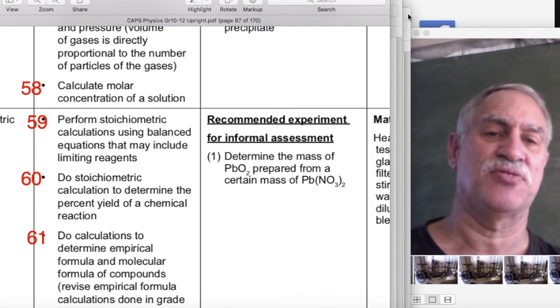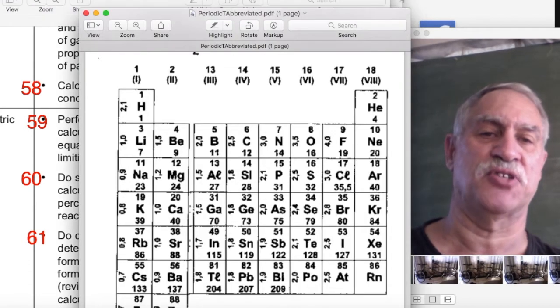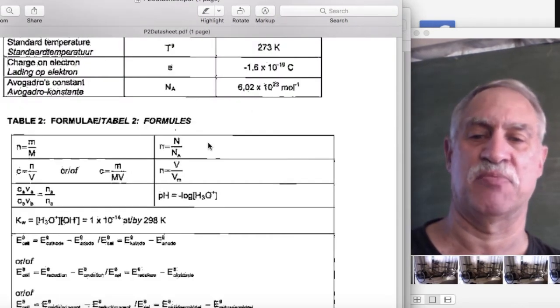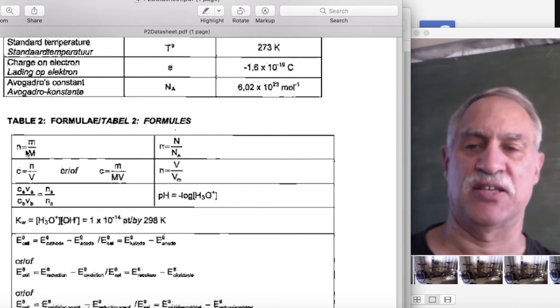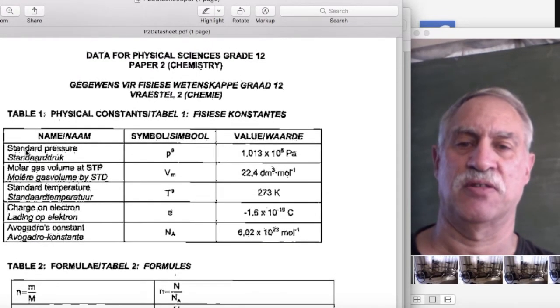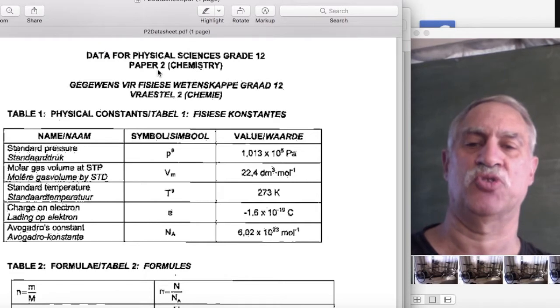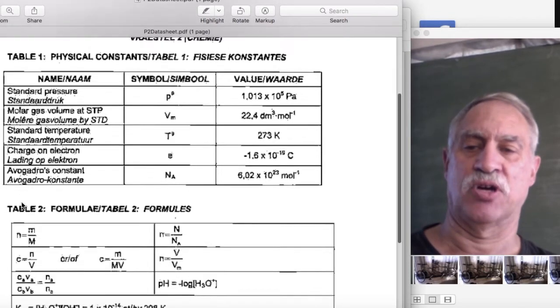So let's go to our BFF, or best physics friend. No, it's not the periodic table, it's this. It is our data sheet. There it is for paper 2, chemistry. And it's got a few constants there.